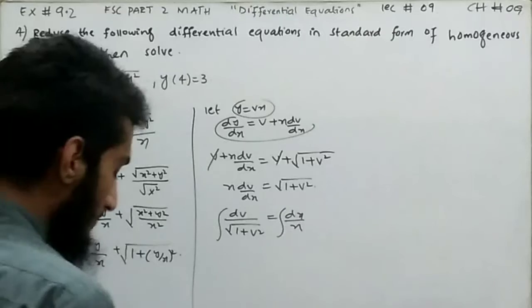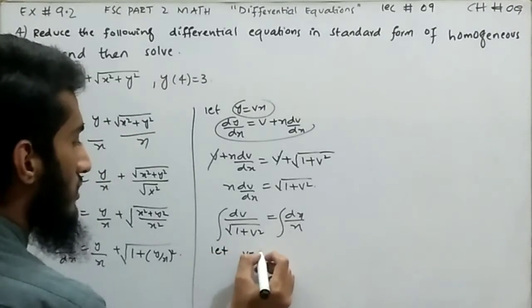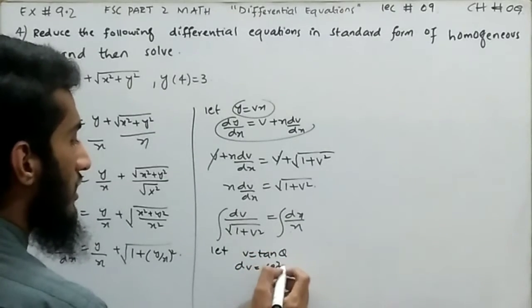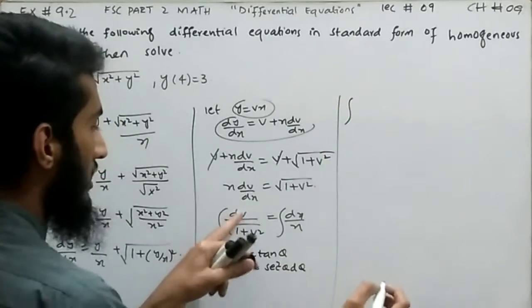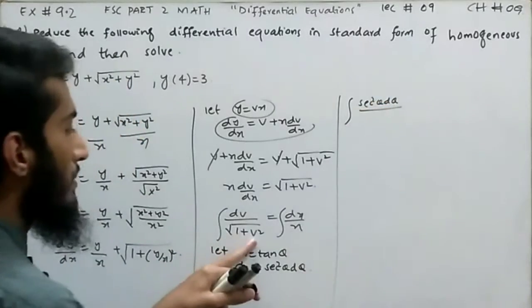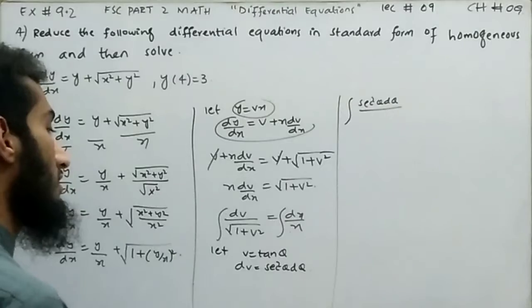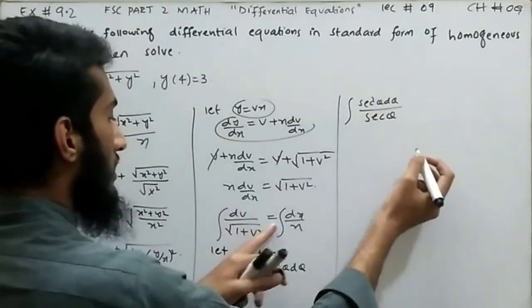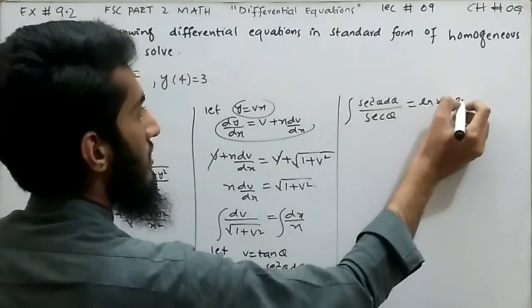Now over here let's suppose v is equal to tan theta. So my dv will be equal to sec square theta d theta. Further it becomes the integral of sec square theta d theta divided by the square root of 1 plus v square. Since v is tan theta, we get tan square theta. So 1 plus tan square theta is equal to sec square theta, and the square root of sec square theta is sec theta, equal to the integration of 1 over x dx, which is ln x plus ln c.